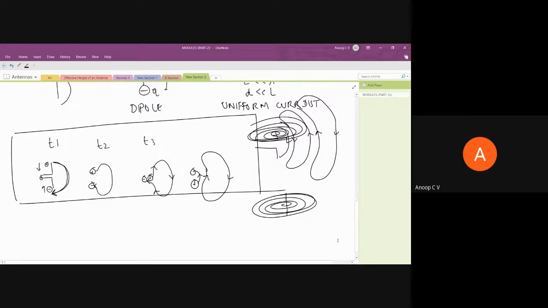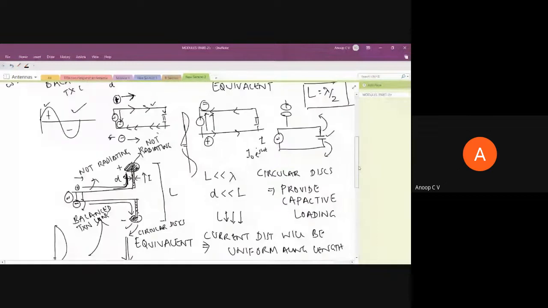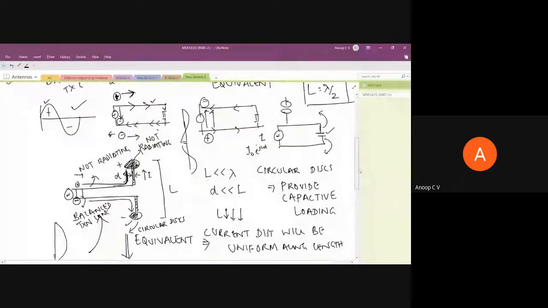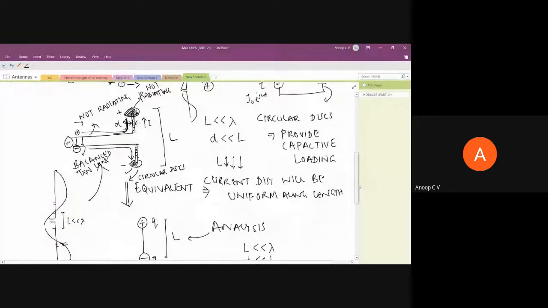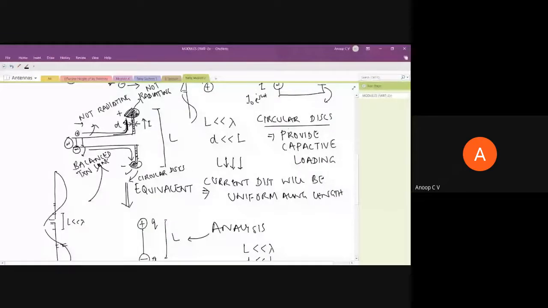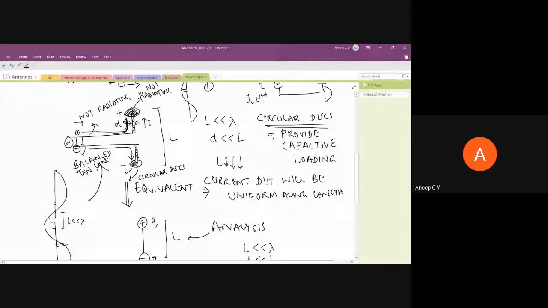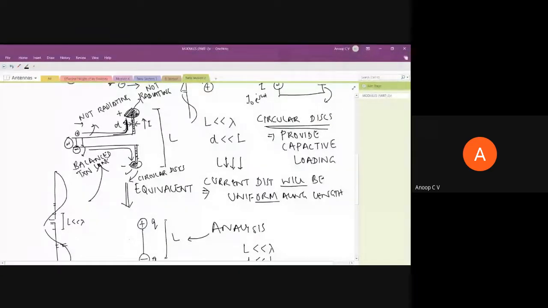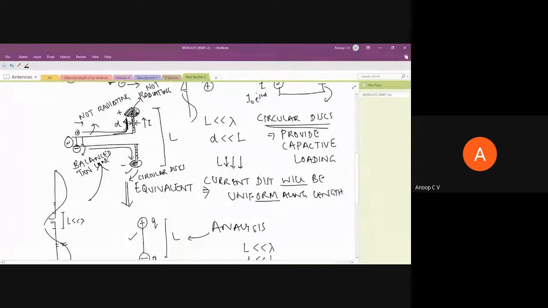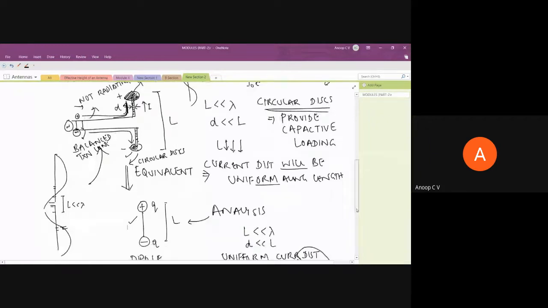So I've told you what a short electric dipole is, right? L is much less than lambda, D is much less than L, and to provide capacitive loading, we have provided a circular disc. Please study along with me itself, okay? This capacitive loading ensures the current distribution is uniform, and because of this, we can equivalently represent it as a dipole, a charge plus Q and minus Q separated by some distance.